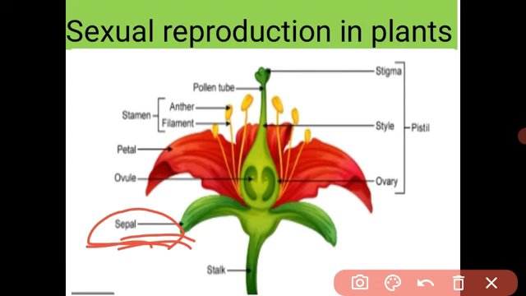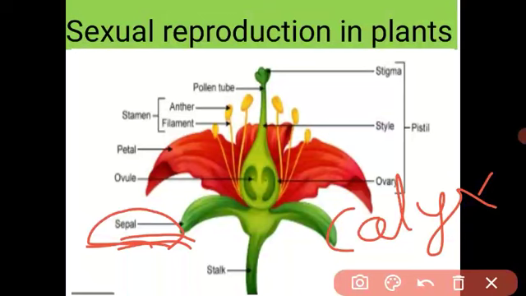Got it? Collectively the sepals are called the calyx. Individually it is called a sepal, and some flowers have 5 sepals, some have 10 sepals. The individual green leaf-like structure is called a sepal, and collectively all the sepals are called the calyx. Understood, students? What is meant by calyx? Calyx means the outermost part of the flower.